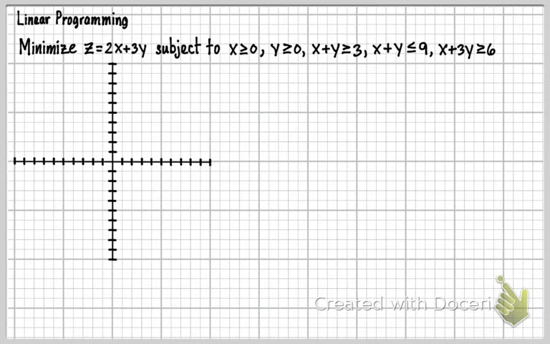So we're just going to put all of these lines on the graph, the boundaries, and then talk about these inequalities. The first one we're going to do is x equals 0. Now we're going to do y equals 0. Again, we're just creating the boundaries. x plus y equals 3. The next one is x plus y equals 9. We're just doing the boundaries. And the last one is x plus 3y equals 6. So there's the last boundary.